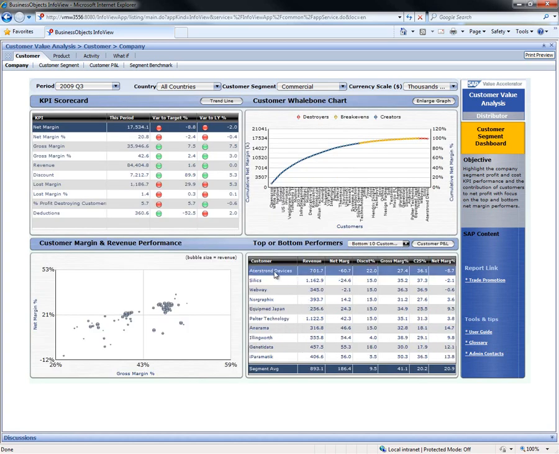Down here, we can see that Adderstron Devices is the worst performing customer with a large negative net margin. Let's look at the P&L statement for Adderstron Devices to see how we might be able to transform this profit destroyer into a net profit creator.